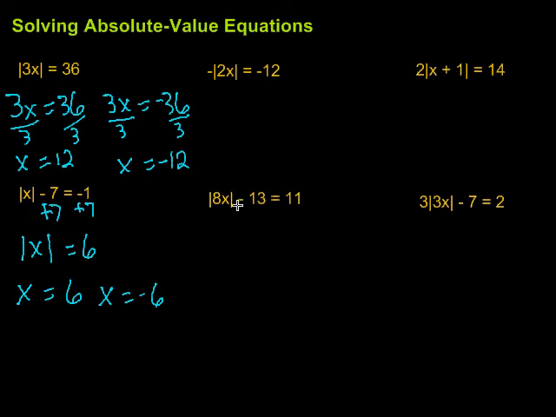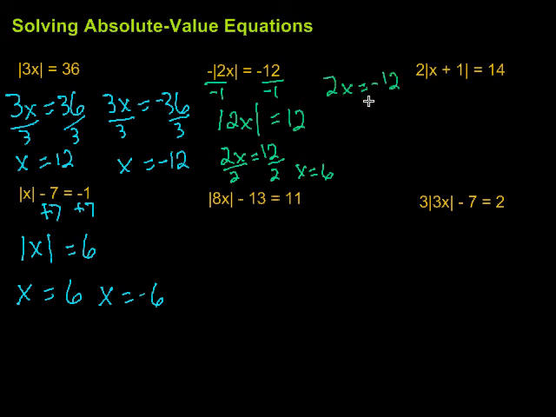Alright, let's take a look at this next one. Here we have a negative sitting out front of the absolute value. Remember, that's like a negative 1. So the first thing we need to do is get rid of that, and to do that I'm going to divide by negative 1 on both sides. So now I have the absolute value of 2x is equal to 12. Okay, so very similar to my first one over here, I'm going to have 2x equals 12, divide by 2 on both sides, and I'm left with x equals 6. And my second equation is going to be 2x equals negative 12. Again, divide by 2 on both sides, and we get x equals negative 6.